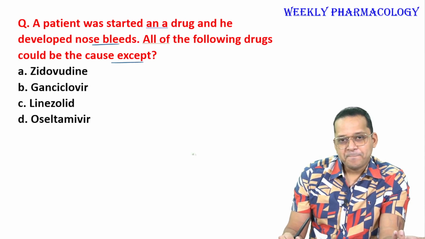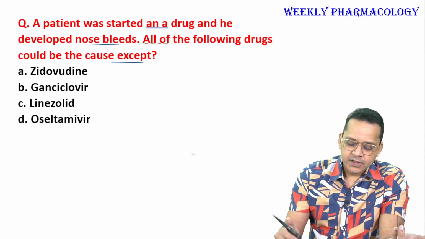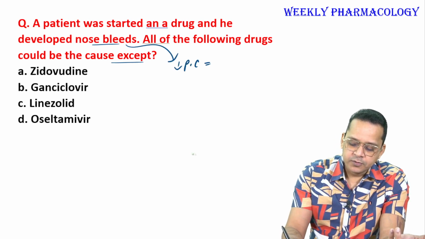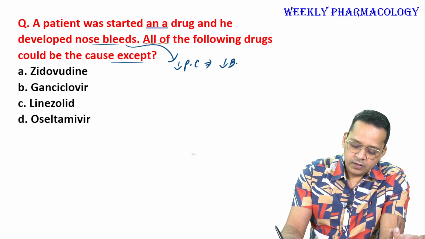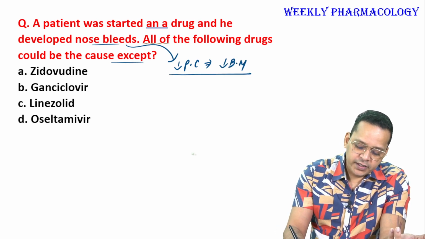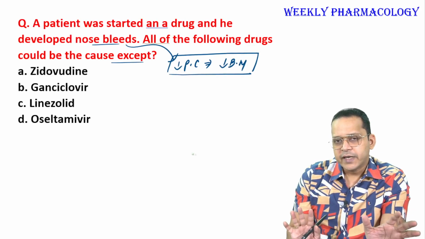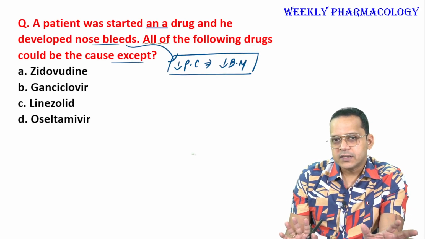Nosebleeds can be seen because of a decreased platelet count. Decreased platelet count can be due to bone marrow suppression. Now, can you at least comment and let me know the answer now? Can you please?